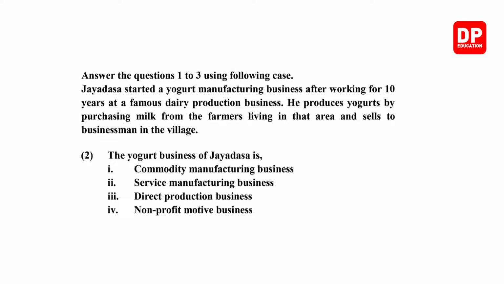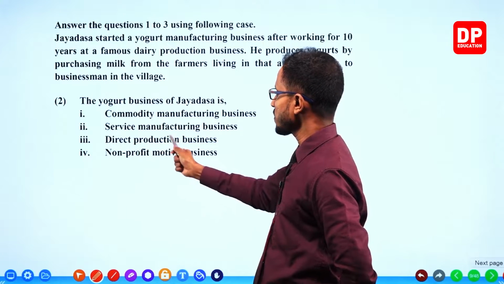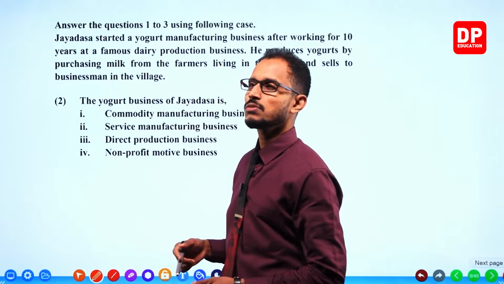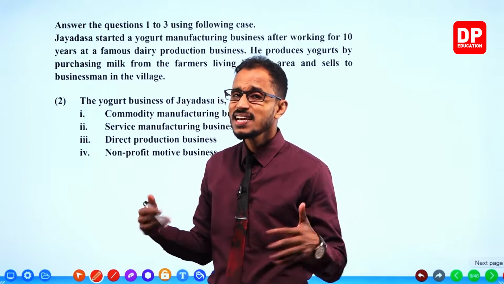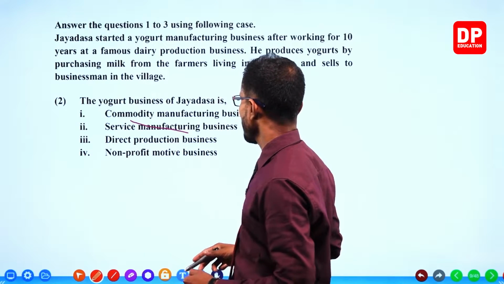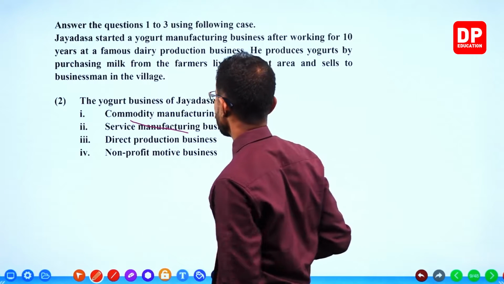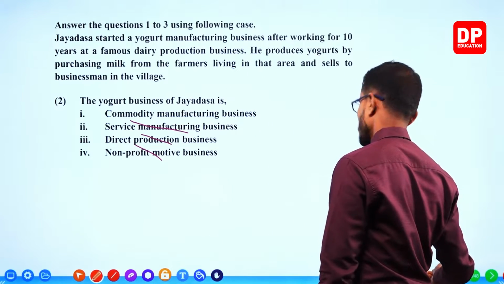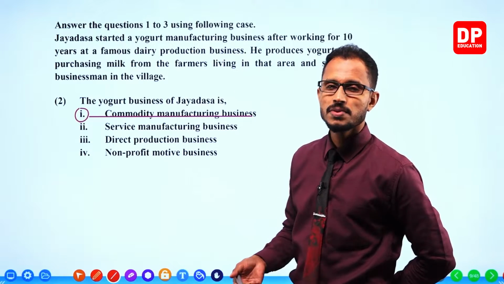Second question. The yogurt business of Jayadasa is a commodity manufacturing business, service manufacturing business, direct production business, or non-profit motive business. Easy question, but just to let you know how to tackle a more difficult question, you can cut off the irrelevant, clearly wrong answers. Yogurt manufacturing is not a service providing business. Yogurt is manufactured or produced, so yogurt is a good, commodity manufacturing. It's not direct production. It's not a non-profit business. Answer is clearly the first one. Commodity manufacturing means goods produced.